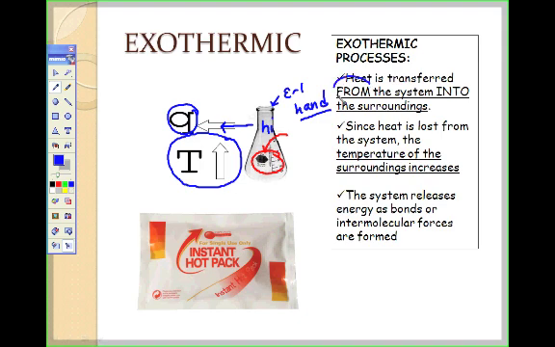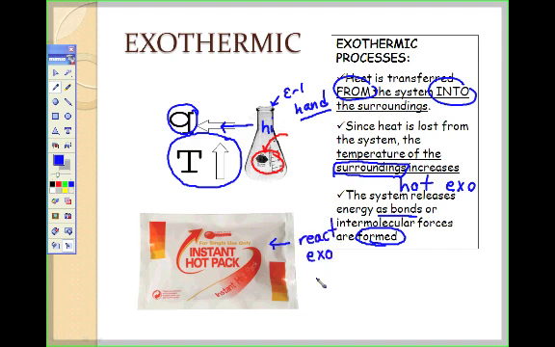So it's heat transferred from the system into the surroundings. The temperature of the surroundings increases. So if the surroundings get hot, we know that's an exothermic reaction. And in this case, the energy releases heat as more bonds are formed than are broken. A hot pack would be a common example of this. You break this open, the chemicals react. It's an exothermic process. That heat is then released to your shoulder or your neck or wherever it is, your knee, wherever you need that heat to help you feel better. That's what a hot pack is.